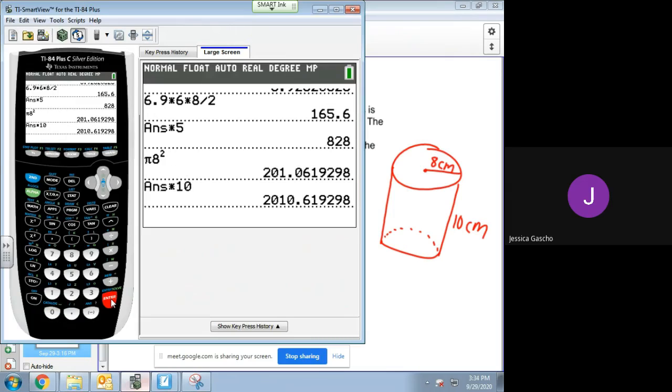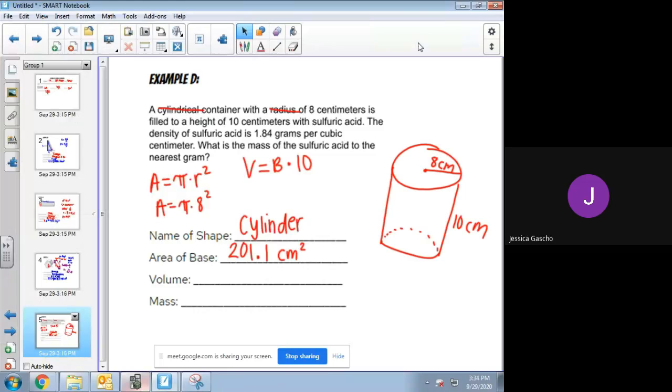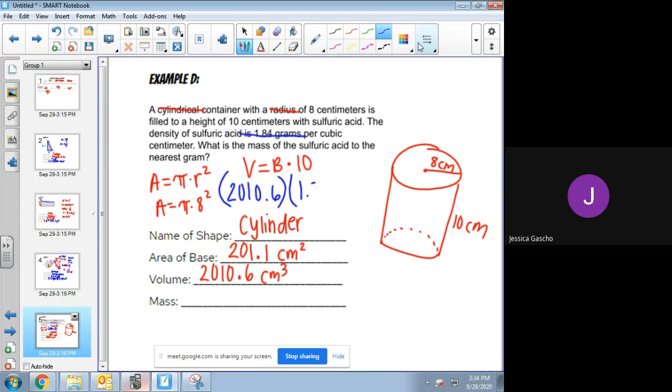That gives me 2010.6. So I can fill this cylinder with 2010.6 cubic centimeters. Now comes in this extra piece about that sulfuric acid. Since there are 1.84 grams per cubic centimeter, that means there are 1.84 for all 2,000 of those cubic centimeters. So I'm going to take that 2010.6 and simply multiply it by 1.84 to get the mass.